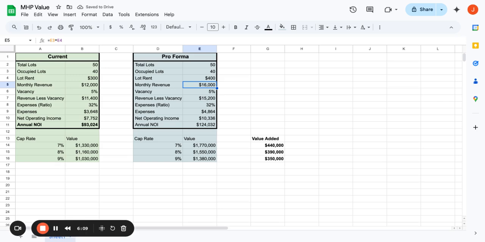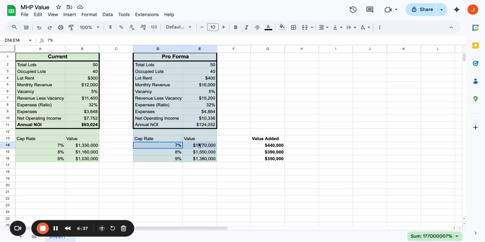Our expense ratio doesn't change. Our expenses did go up, right? We have more renters, so we're probably going to have more wear and tear on those units, whatever that might be. And at the end of the day, our NOI went up dramatically, right? And it's pretty much a 25% rent increase here. Or actually, this would be about a 33% rent increase. And what we see here is that, hey, that's about a 33% increase on the net operating income, right? Because all else continues to be the same.